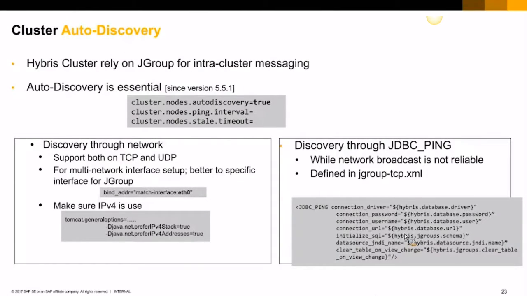Also, when we do scaling, auto discovery is a very important feature provided by Hybris. Since the Hybris cluster relies on the JGroups protocol to perform cache invalidations and the discovery of new Hybris nodes, Hybris supports auto discovery via two different protocols: one through the TCP protocol, and the other through the UDP protocol.